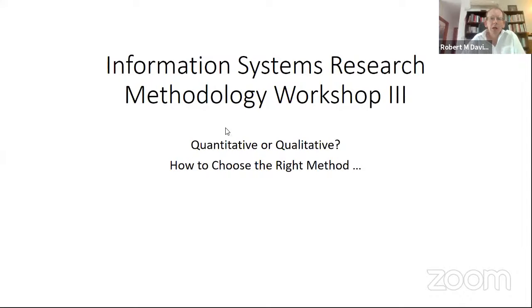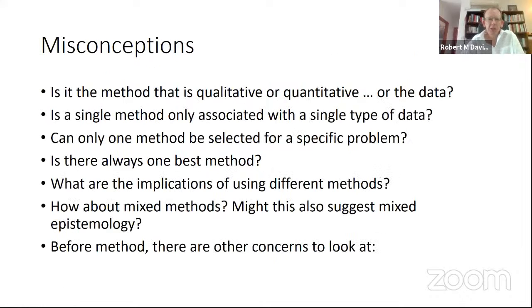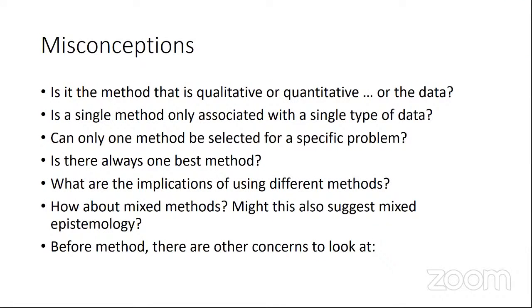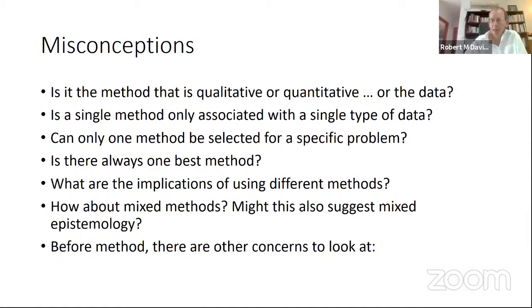So let me start off with a slide of misconceptions, because I think the title I was given is slightly misleading. And I will explain why. I want to ask you, is it the method that is qualitative or quantitative, or is it the data that is qualitative or quantitative? The data. I think it's the data. I don't think it's the method. Now, it may be that some methods mostly use qualitative data or quantitative data. That's okay. But still, it's the data that's qualitative or quantitative, not the method.